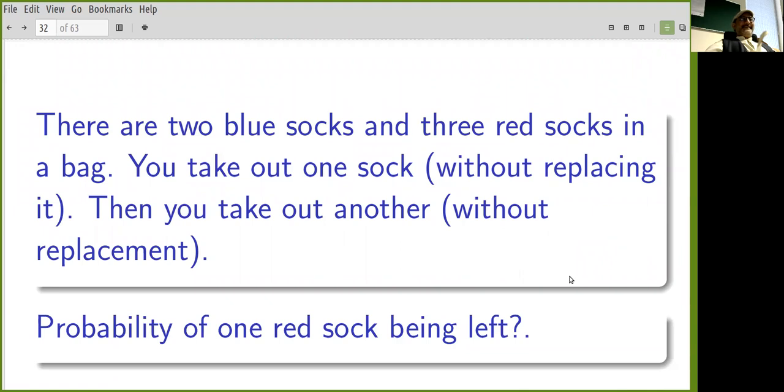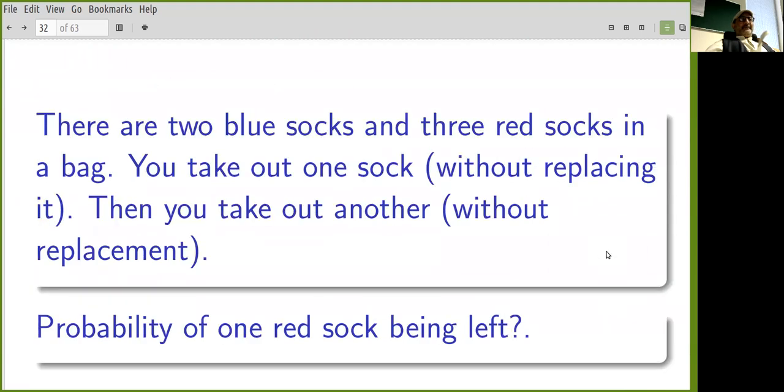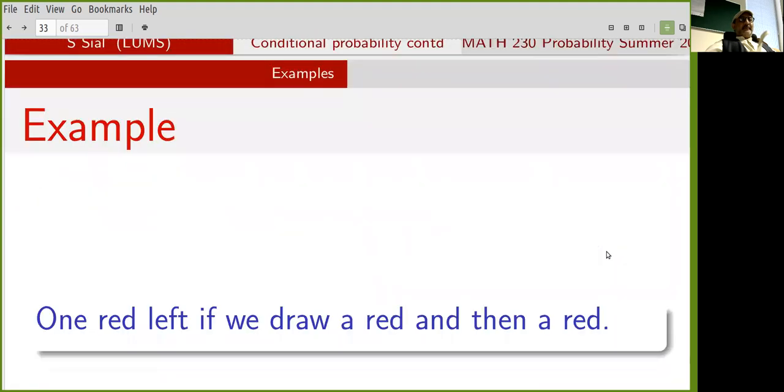Still not tired of the sock example. 2 blue socks, 3 red socks in a bag. You take 1 sock out without replacing it. You take another one out without replacing it. What's the probability of 1 red sock being left? Okay, how could that happen? You'd have to take out a red sock, and then the next time you'd have to take out a red sock, leaving you with 1 red sock.